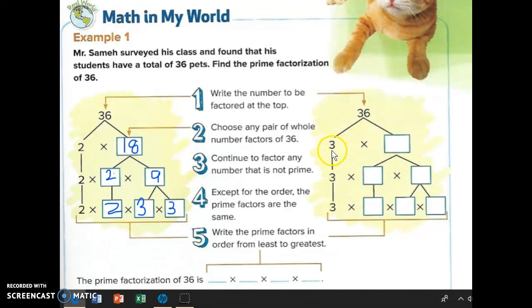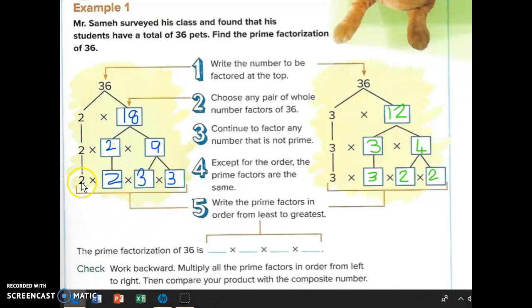Let's do it another way. Let's say 3 times what is 36? What are we going to write in there? Correct. 3 times 12 is 36. Now let's factorize 12. What times what is 12? 3 times 4 is 12. 3, we cannot factorize it anymore, but we can do 4. Let's try. We bring down the 3. Now 4 is 2 times 2 equals 4.